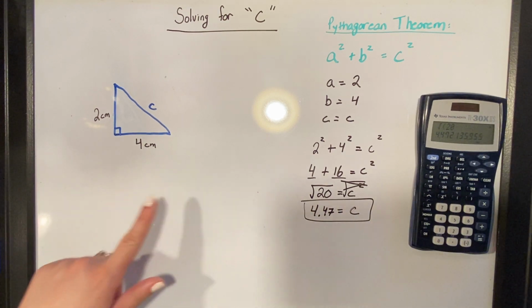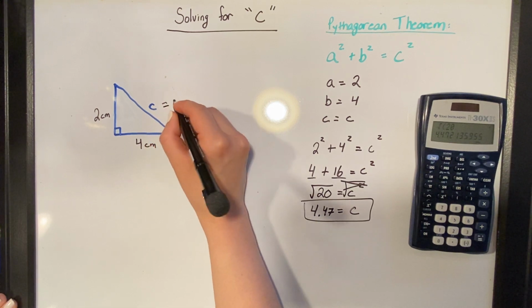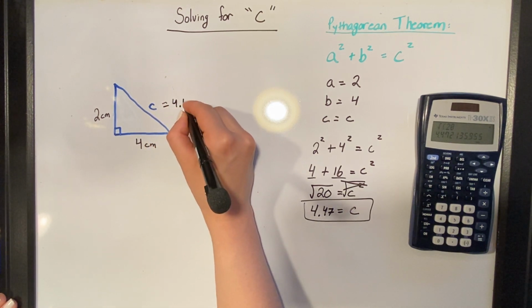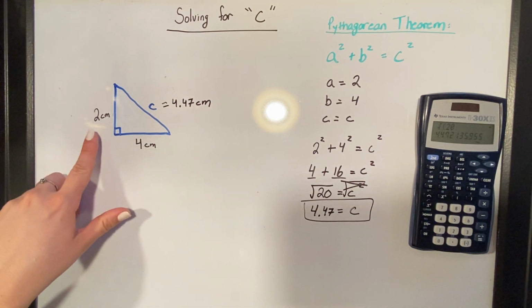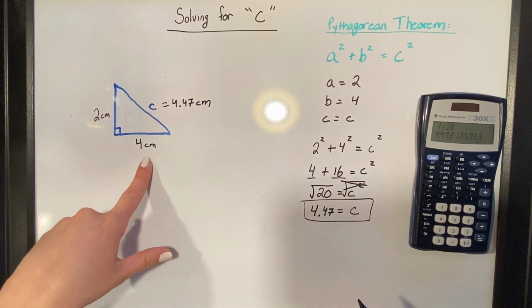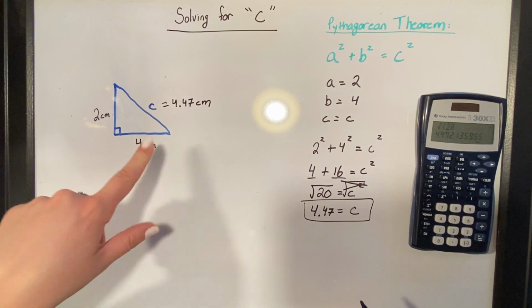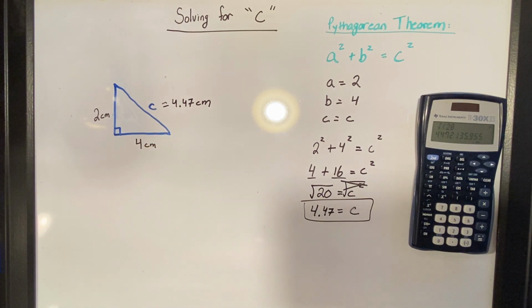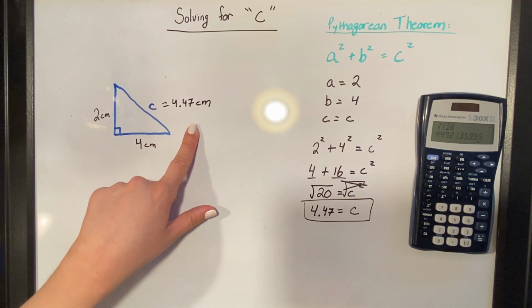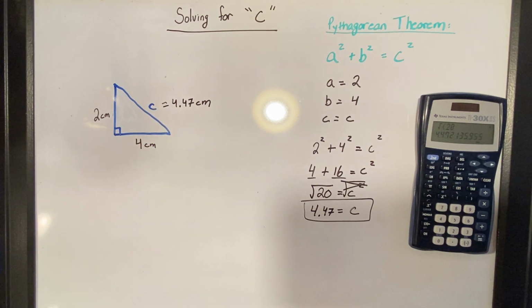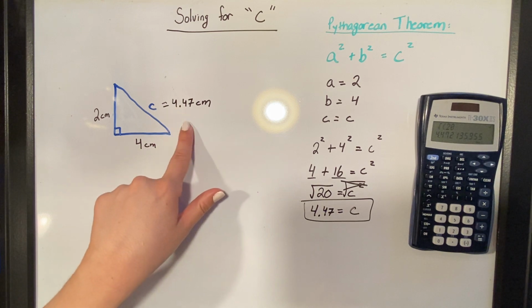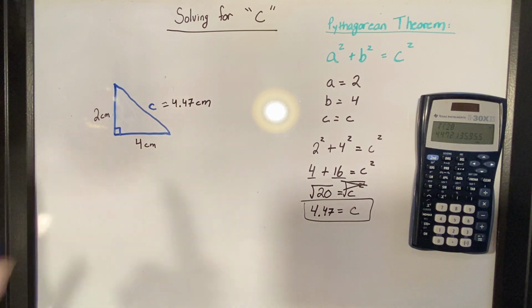Okay, so C equals 4.47 centimeters. So here we have 2 centimeters, here we have 4 centimeters, and we just solved for C, which was 4.47 centimeters. And this makes sense because the hypotenuse C must be the longest side, so this is the longest. 4.47 is bigger than 4 and 2.